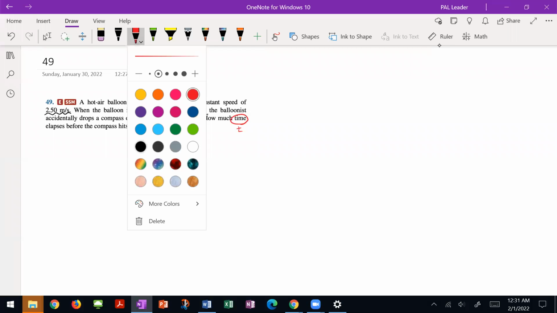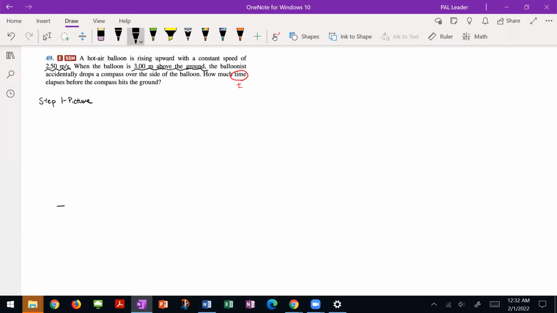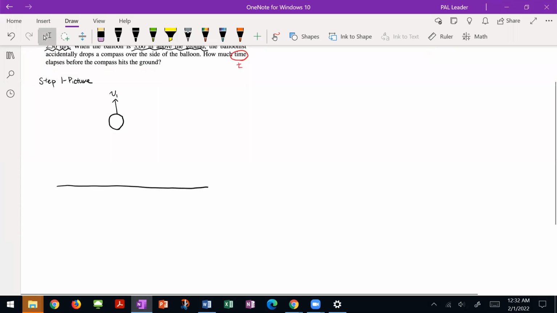So, like always, step 1 is our picture. Here is our ground, and we have a hot air balloon that is rising upward with a constant speed. I'm going to call that V1 this time, of 2.5 meters per second. I'm going to start my step 2, knowns.